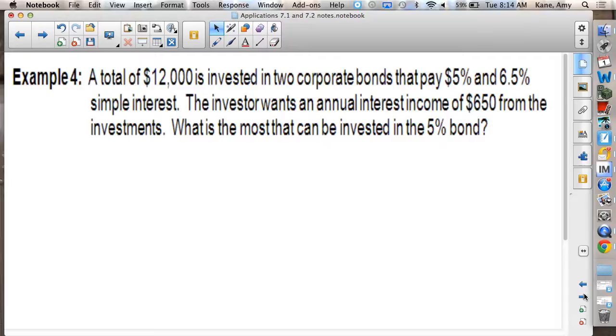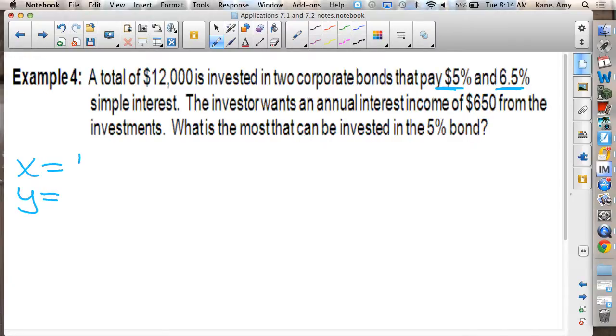So you invest $12,000 into 2 corporate bonds that pay 5% and 6.5% simple interest. The investor wants an income of $650 from the investment. What is the most that can be invested at the 5% bond? So we have 2 different bonds that we're talking about, or 2 different investment rates. So your X and your Y have to represent each one of those investment rates, because now we're talking about different rates that you're investing money.